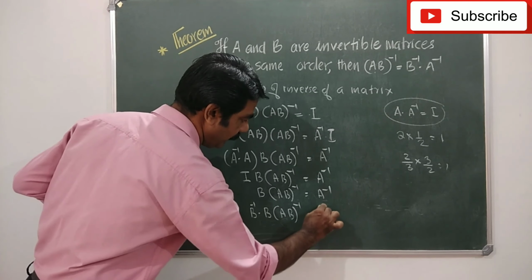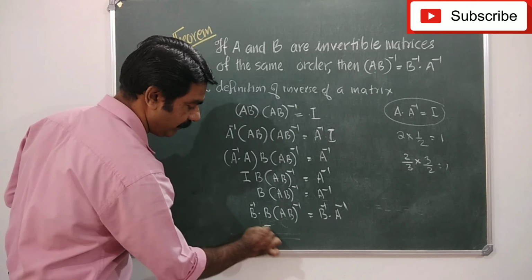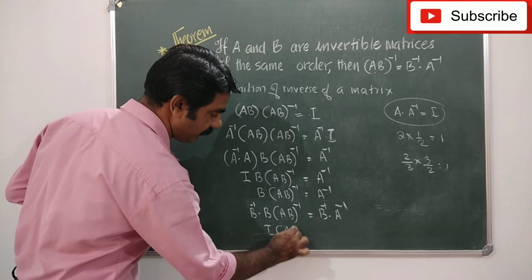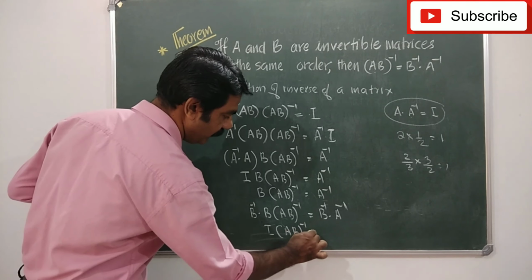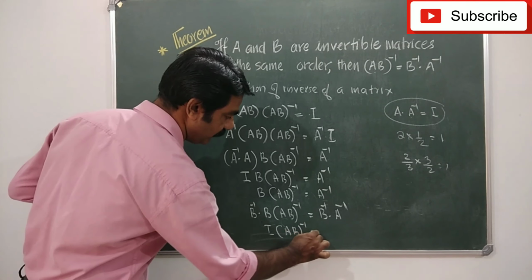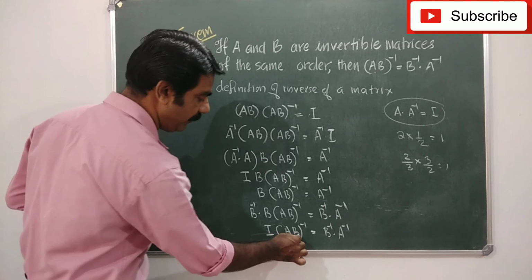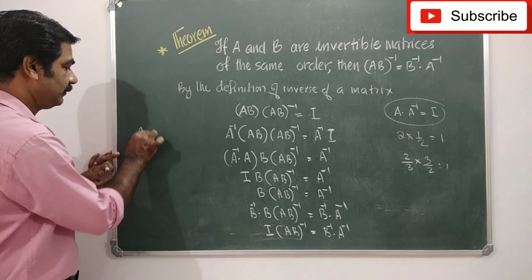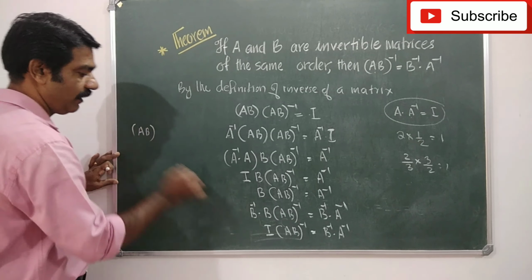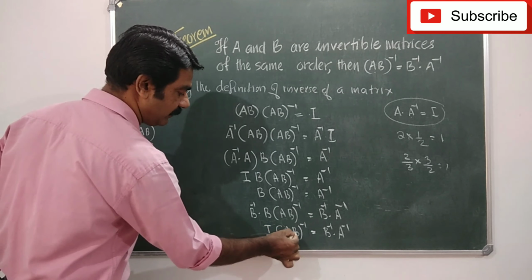Pre-multiplying in front. So what is B inverse into B? B inverse into B is I by definition. So I into AB inverse is equal to B inverse into A inverse. So what is I into AB inverse? I into AB inverse is AB inverse. No change. I into any matrix is the same matrix.